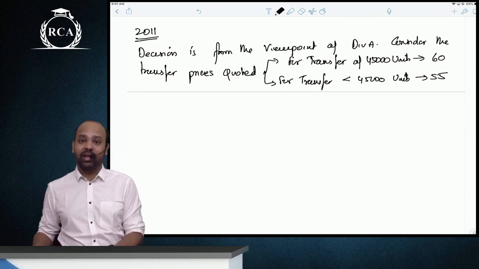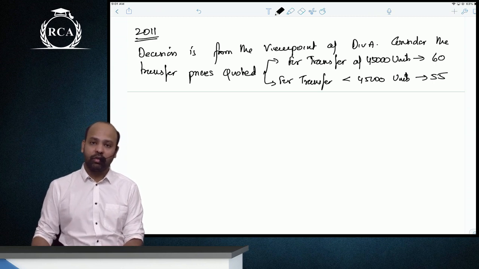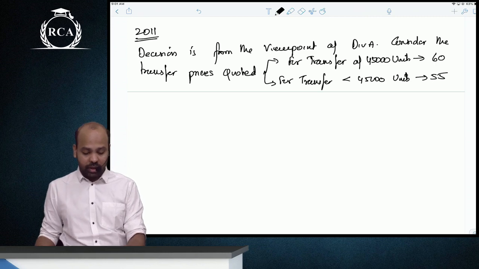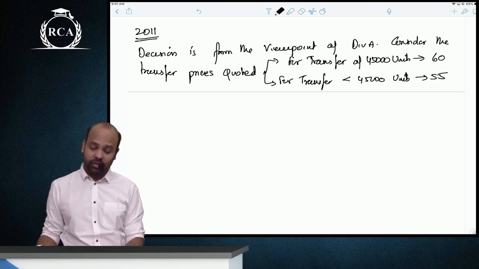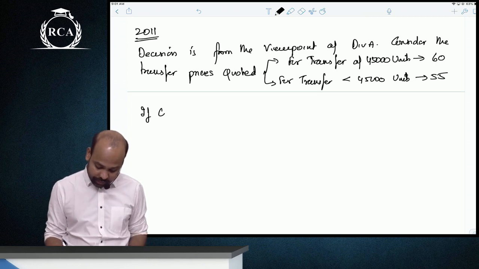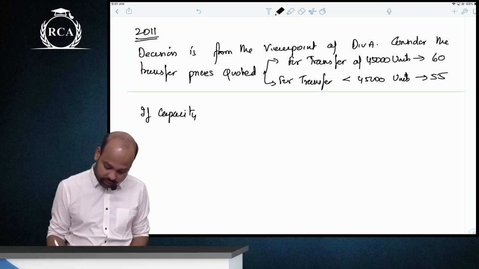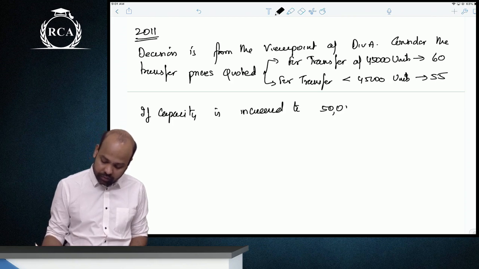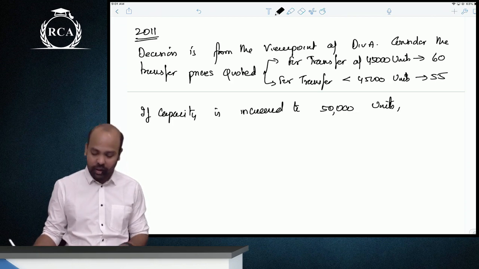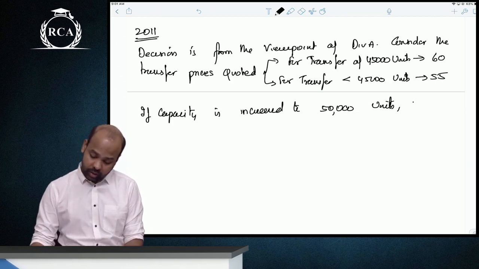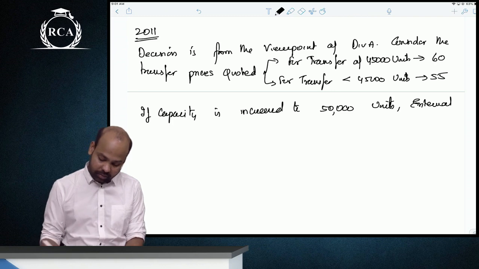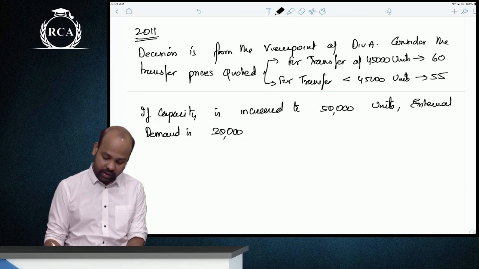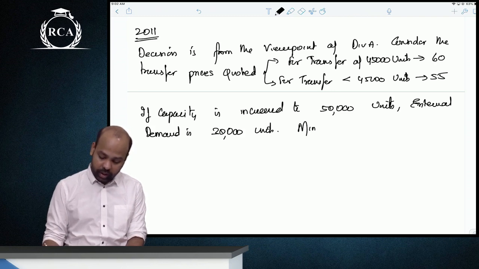Next, guys, please understand that we can avoid incurring a selling overhead of 5 rupees per unit by incurring a fixed cost of 50,000. Now, if capacity is increased to 50,000 units, external demand is 30,000 units. Correct, sir? Correct.